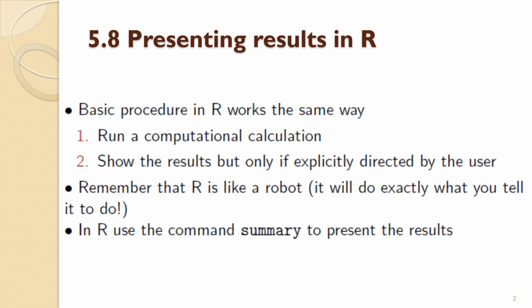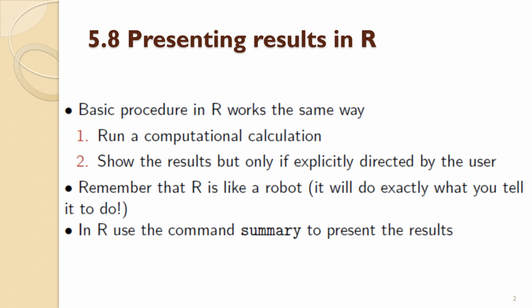So in terms of presenting the results in R, although it's a more complicated model, R works in exactly the same way as before. The first step is you run a computational calculation, and then the second step is you explicitly ask R to show you the results. Okay, so R is like talking to a robot. Again, as I tried to say in previous lectures, think R equals robot. Simultaneously, very clever and very stupid. It will do exactly what you tell it to do, nothing more, nothing less.